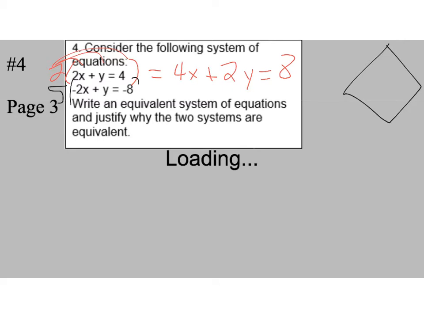It doesn't matter. So 5 times negative 2x would be negative 10x. And 5 times y would be 5y. 5 times negative 8 is negative 40. Now, this system is equivalent to this system because both of these lines are the exact same lines, and the solutions would be exactly the same. So if you were justifying why they're the same, it would be exactly what I just said. So make sure you fill that out. And again, make sure you're using the after column here. That's number 4.